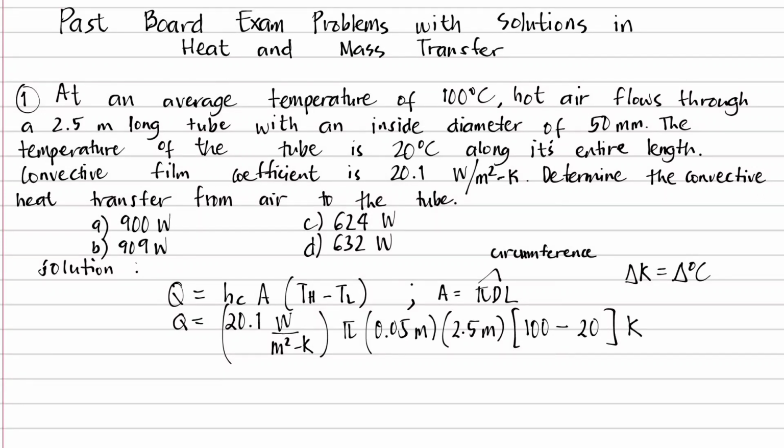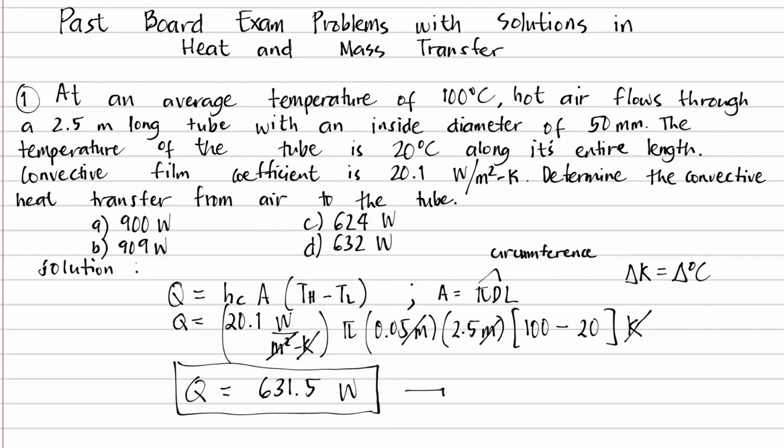So, cancel natin yung mga magkakaparehas na units. Kelvin, square meters, tanggal. Yung matitira natin dyan is yung unit natin is watts. So, magiging sagot natin is 631.5 watts. So, closest sa letter D. Okay, which is 632 watts. So, now we proceed to our problem number 2.